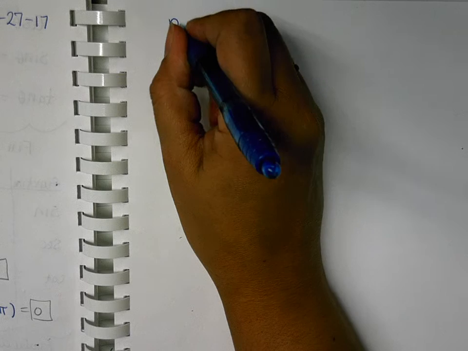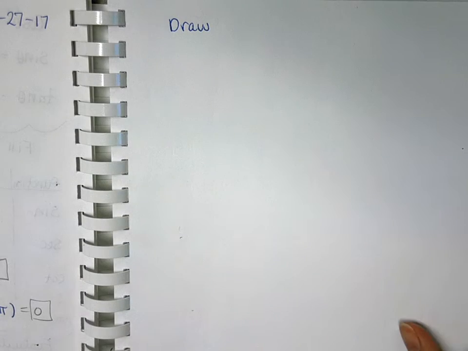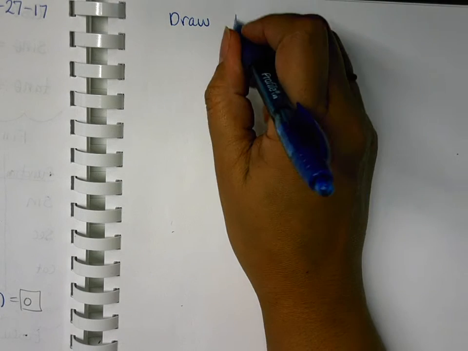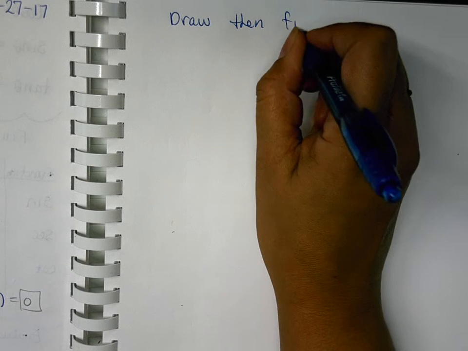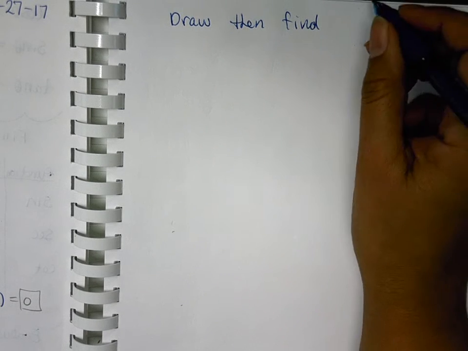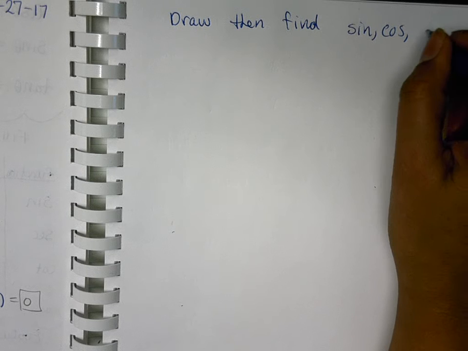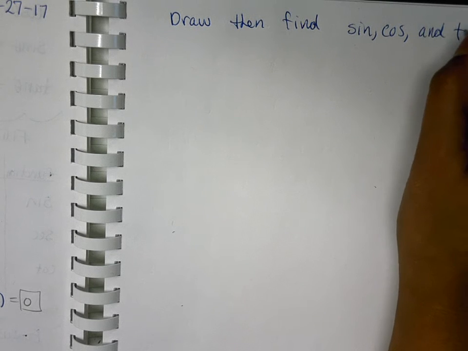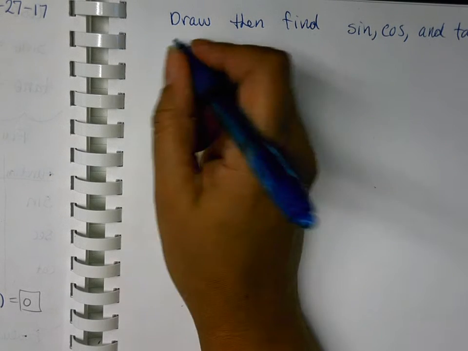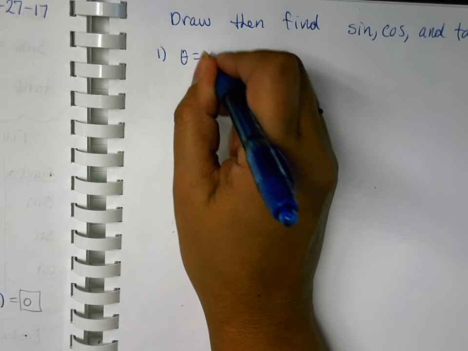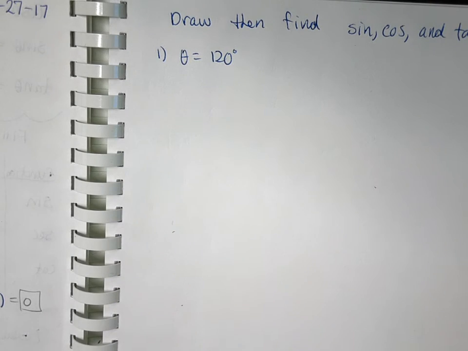Okay. Draw, and you will have some of these on your homework tonight. Draw, then find sine, cosine, and tangent. And I do expect to see your drawings, and I'll show you what I expect. Number 1, theta equals 120 degrees.